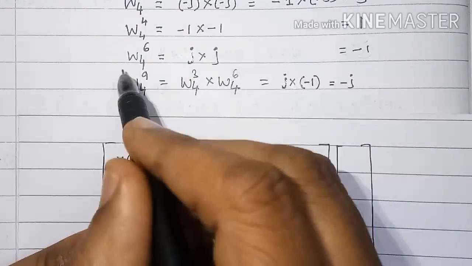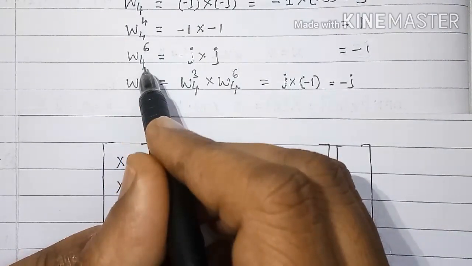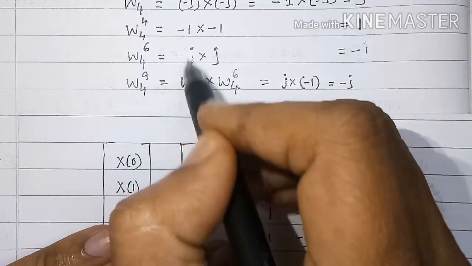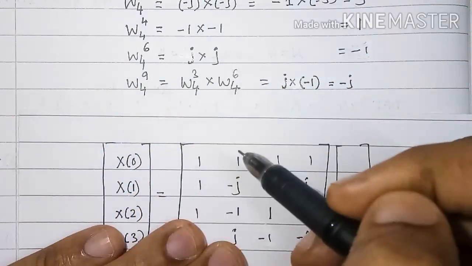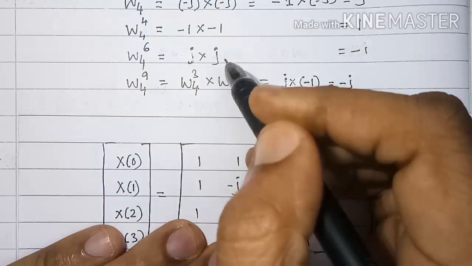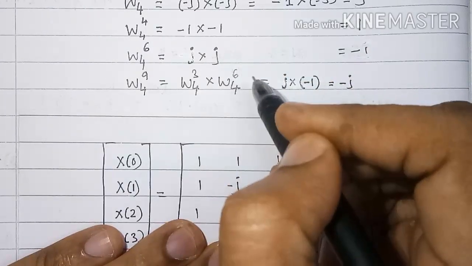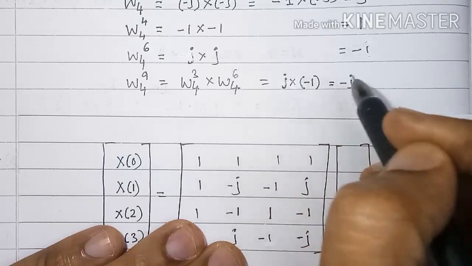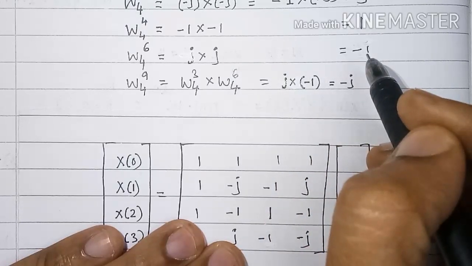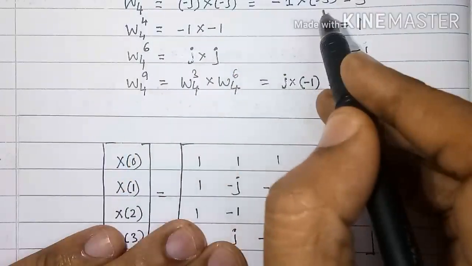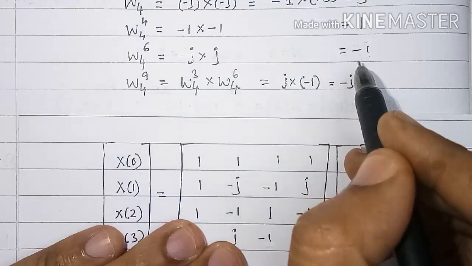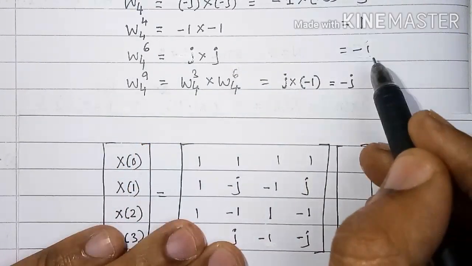I will explain. W4 raised to 6 may be calculated as W4 raised to 3 into W4 raised to 3, because W4 raised to 3 into W4 raised to 3 is W4 raised to 3 plus 3, that is equal to W4 raised to 6. But W4 raised to 3 is J, so J into J will become minus 1, that is, W4 raised to 6 is minus 1.